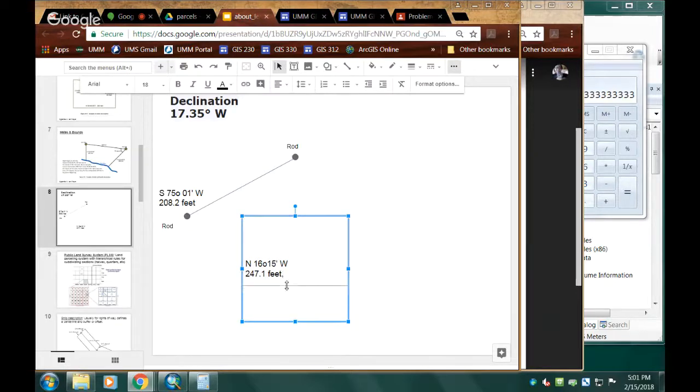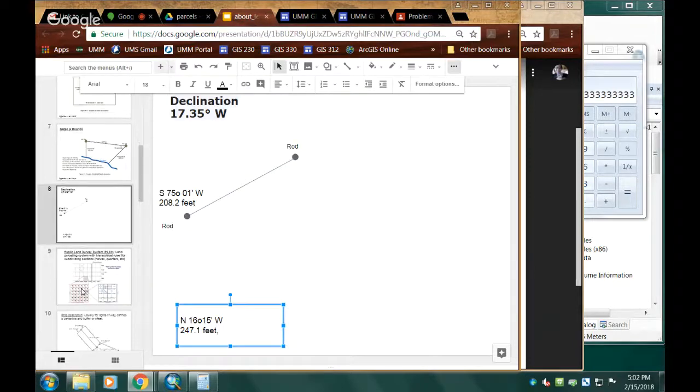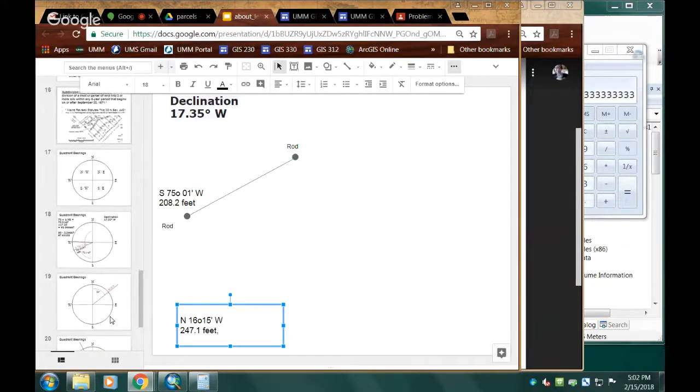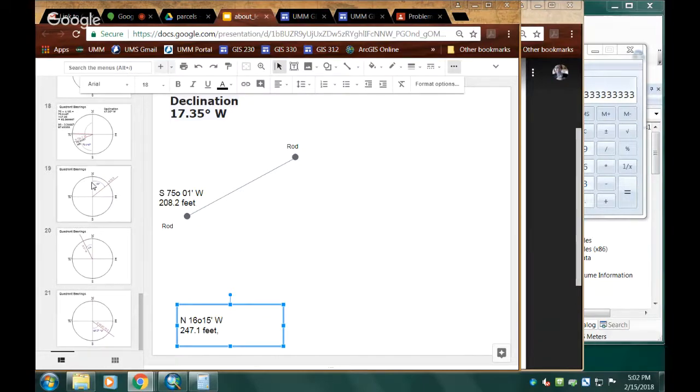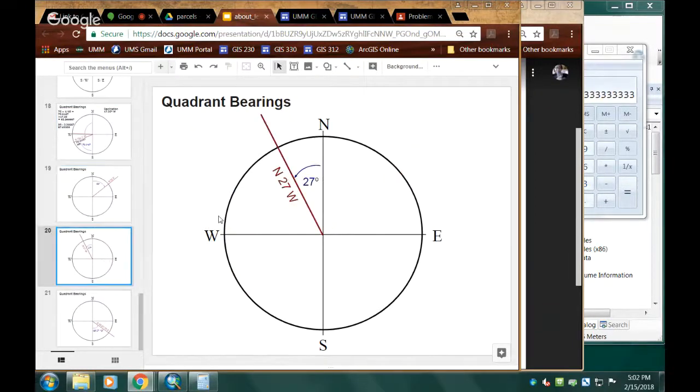And so that's going to be north. It's a kind of a funny one, isn't it? It'll be north, 16 degrees, 15 minutes west. So it's north and west. Oops. There. North and east. There's north and west. So it's going to be north and west by about 16 degrees. So it's going to go upward.